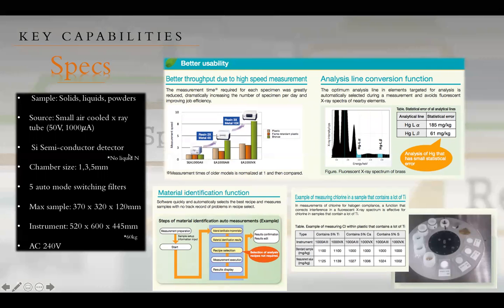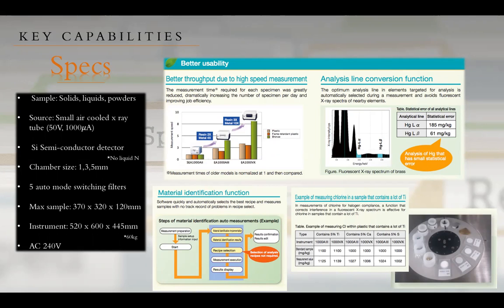Specs are that it's able to analyze solids, liquids, and powders, though powders must be prepared in an aqueous solution. Our source is a small air-cooled X-ray tube powered by 50 volts and a current of 1000 microamps. It uses a silicon semiconductor detector. It has a collimator size of 1, 3, and 5 millimeters, which is auto-changeable, and a 5-position auto mode switching filter for different intensities of X-ray.